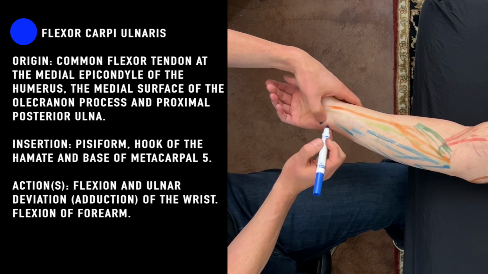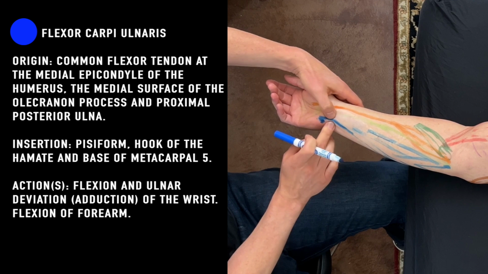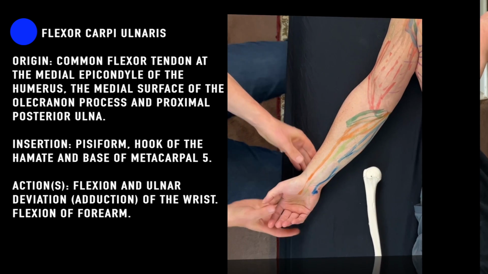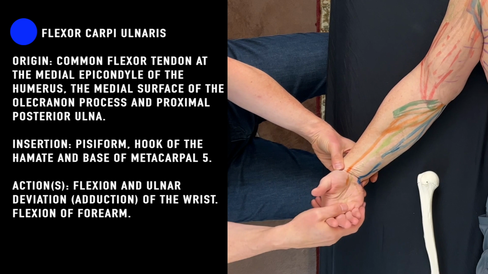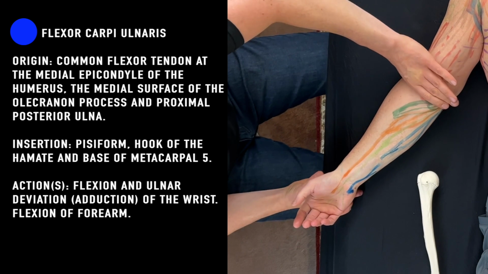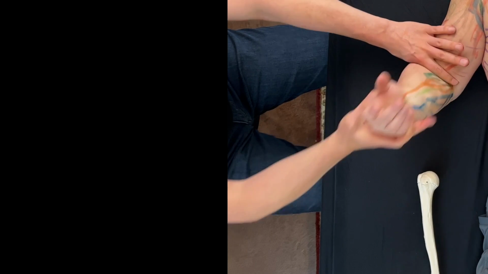Inserts onto the pisiform and the hook of the hamate right next to it. Also going through the carpal tunnel to get there. This muscle will ulnarly deviate or adduct, flex the wrist, and this has the weakest leverage, I think, to be able to make flexion of the elbow happen.